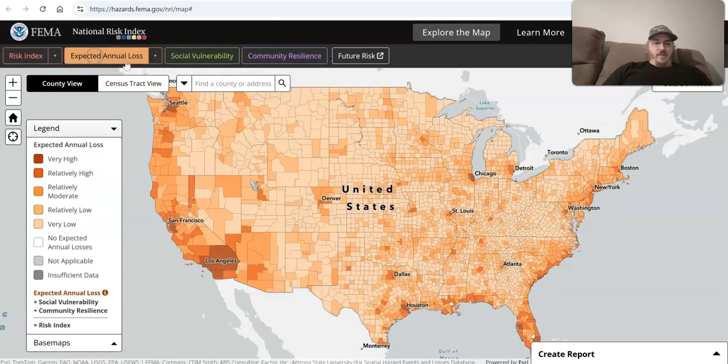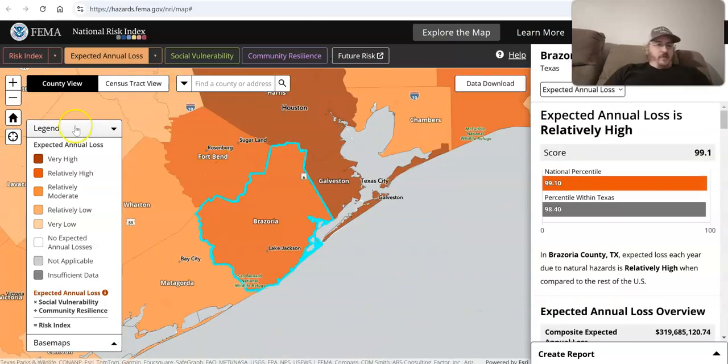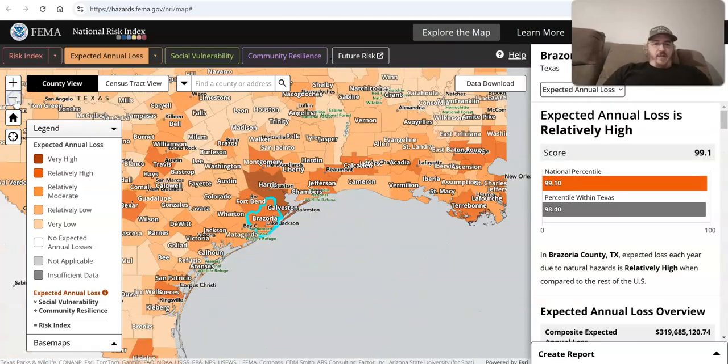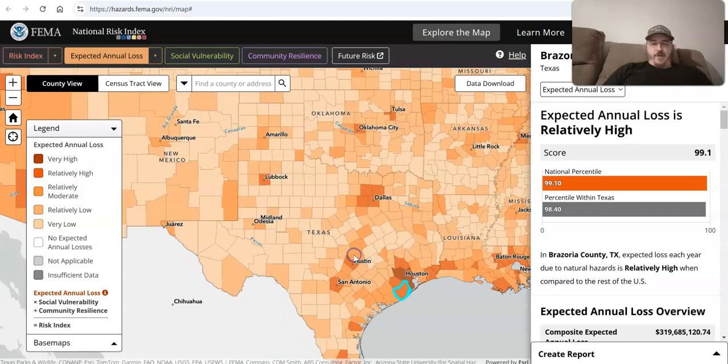But even the expected annual loss, and this is the one that I like to look at the most, you can see increases with density, right? Like if you look at major cities in Texas, the expected annual loss is higher there, but it's because there's more structures, more people, more vehicles that can be impacted by the losses.